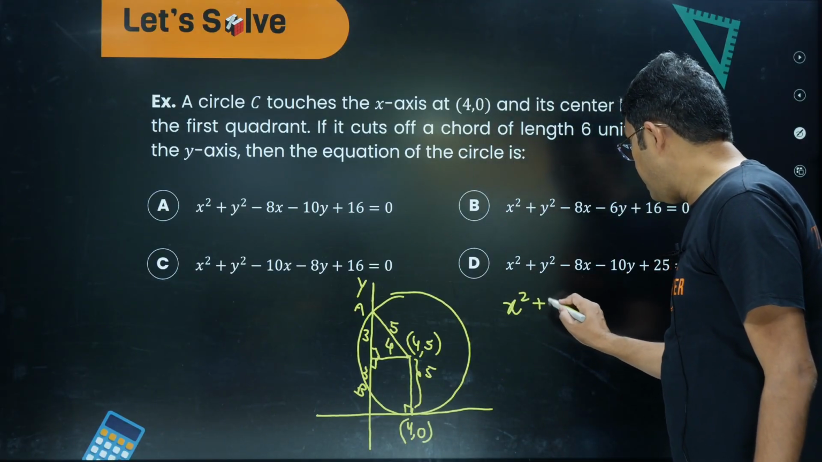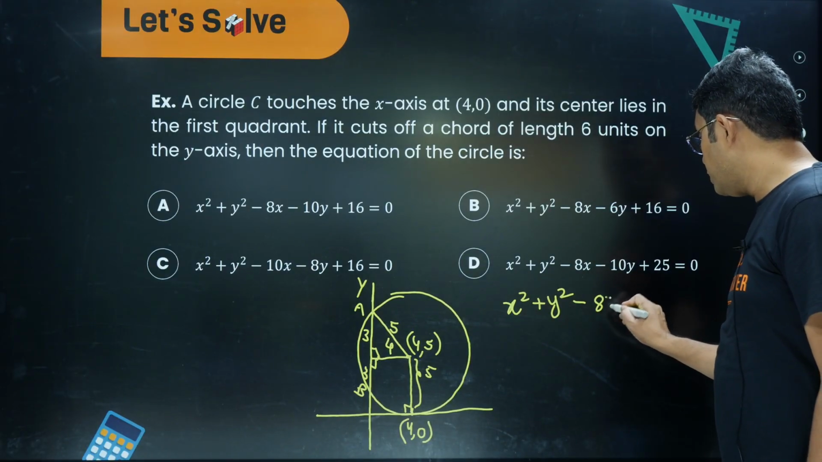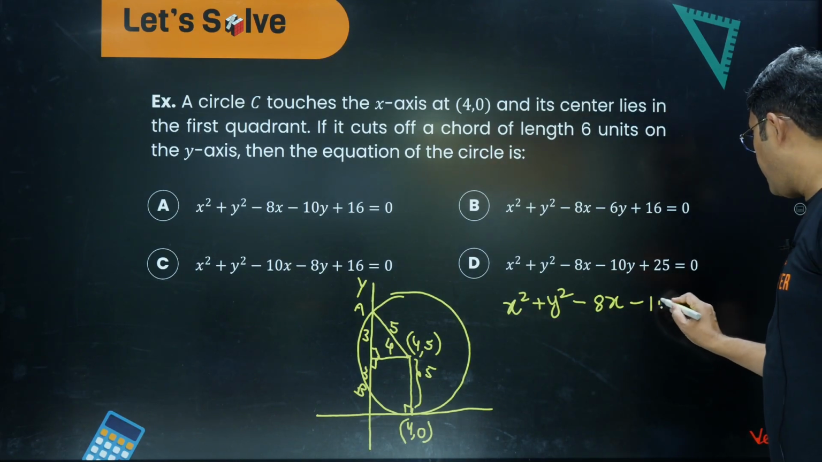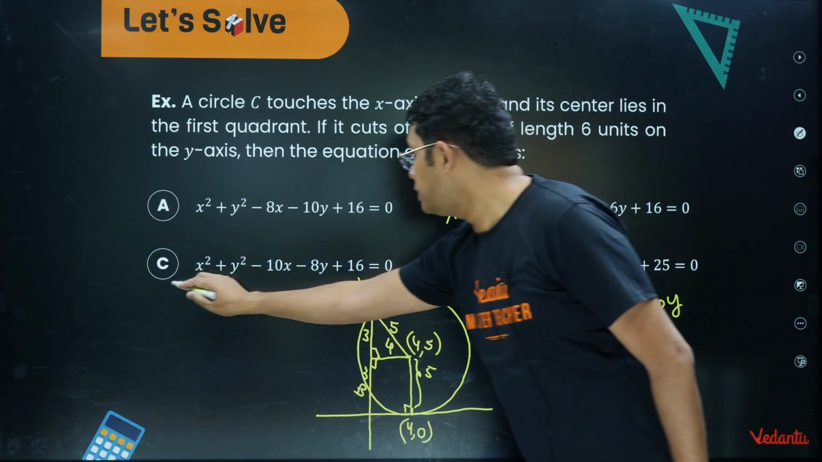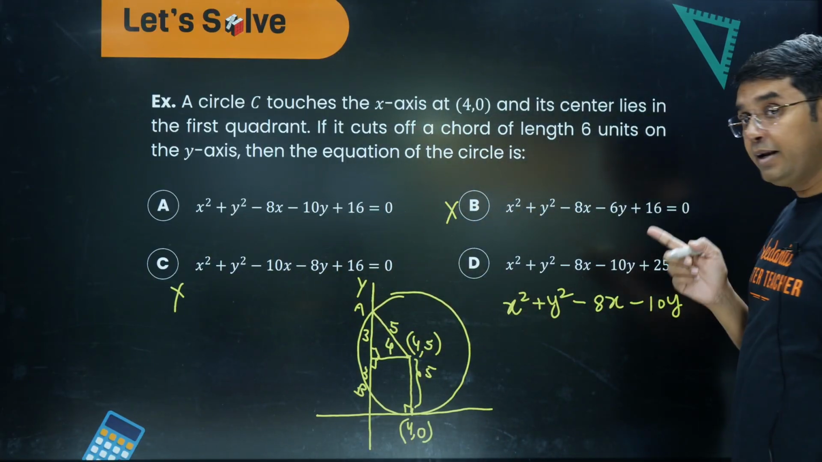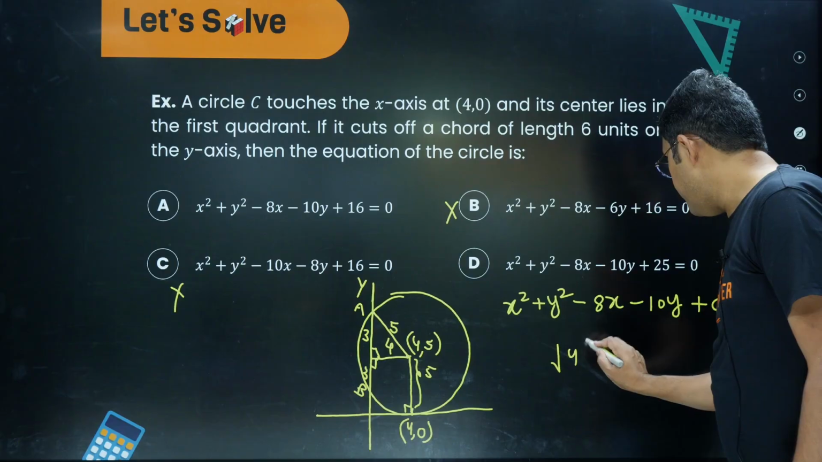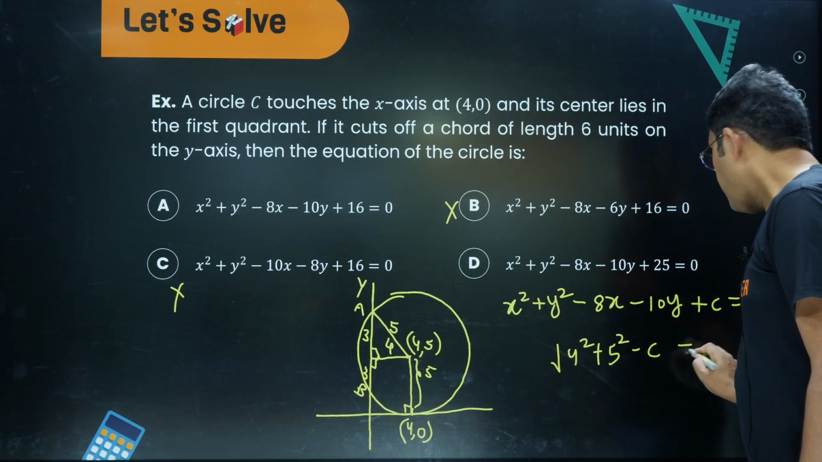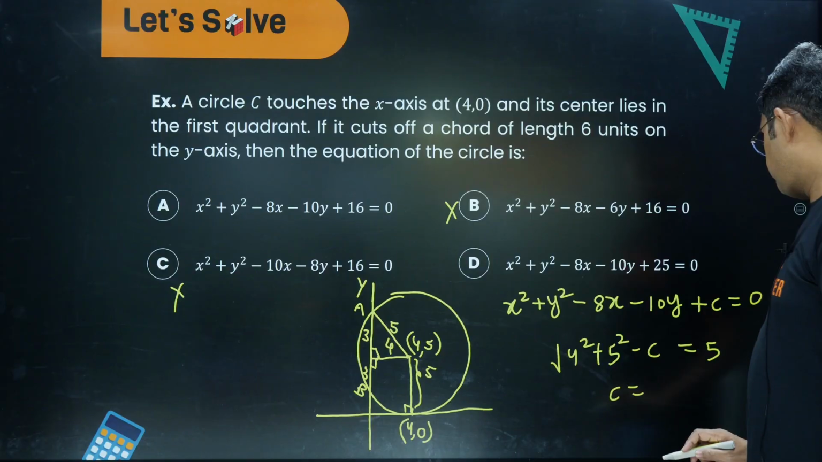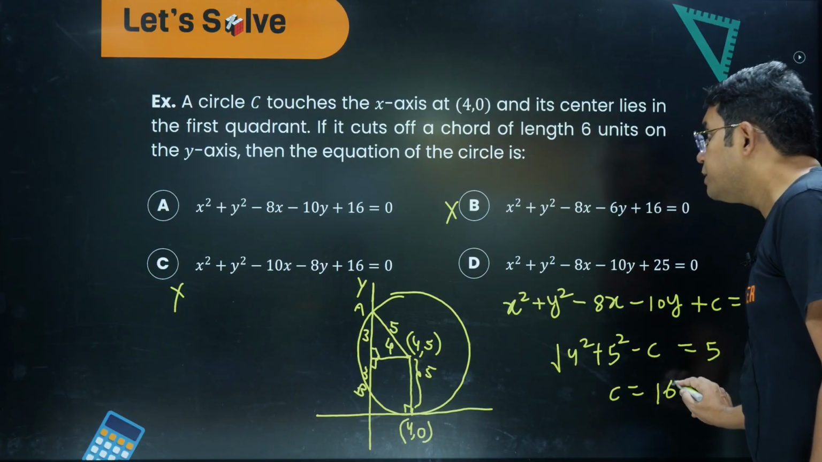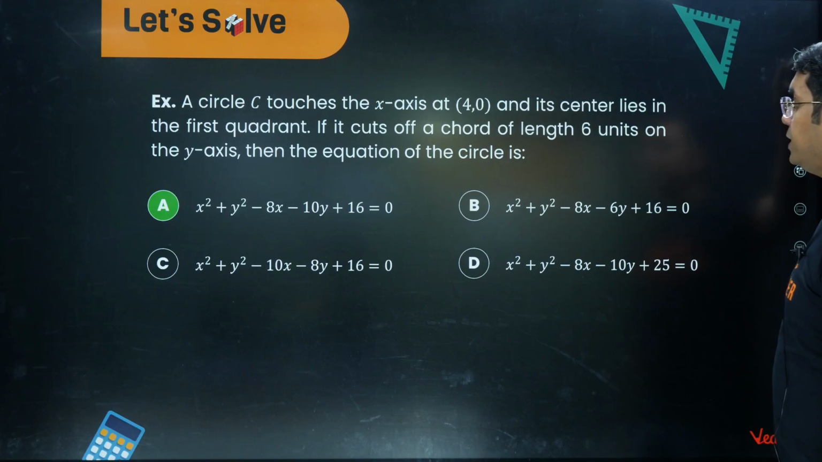If I write the general equation, x squared plus y squared minus 8x, because the x coordinate is 4 for the center, minus 10y. In fact, you can eliminate these options just by writing these two terms, minus 8x minus 10y, but the radius will decide what the constant term will be. So if it is C, the radius will be root of (4 squared plus 5 squared minus C), which equals 5. Solving this, if you square it, C will be equal to 16. So the answer will be A for this question. So this was a simple question, I think.